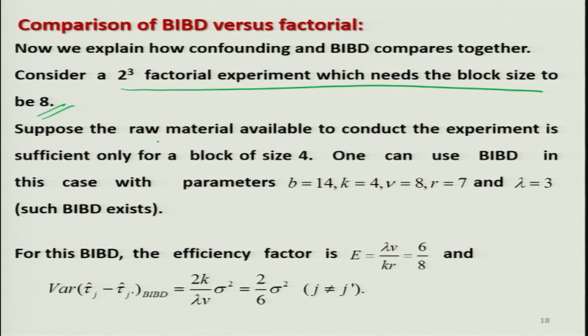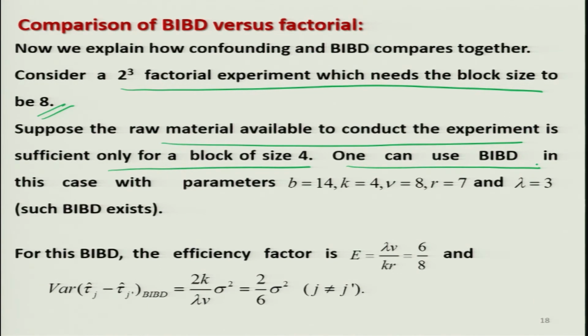So, suppose the raw material available to conduct the experiment is sufficient only for a block of size 4. That means in the 2^3 factorial experiment you have to confound one effect, so the block size will become 4. Now, instead of confounding, suppose we decide to use the balanced incomplete block design. As you know, we have to choose the parameters in a particular way such that those conditions are satisfied: bk = vr, lambda(v - 1) = r(k - 1), and b is greater than or equal to v. Besides those things, you have to ensure that such a BIBD always exists.